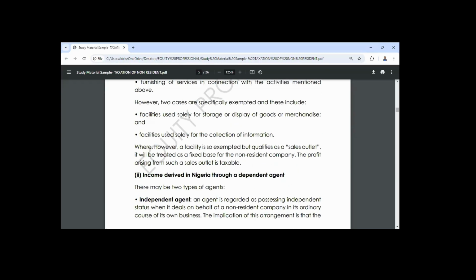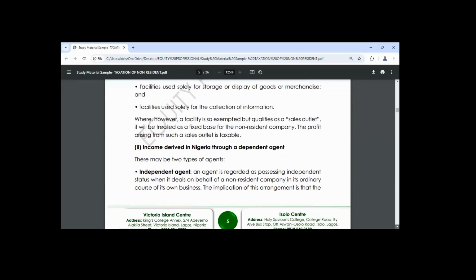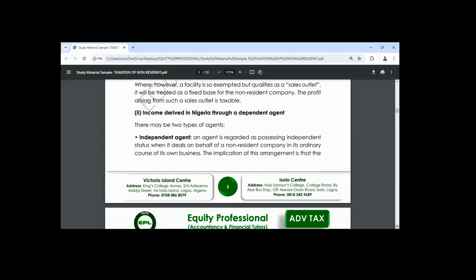Number two circumstance is where the non-resident company derives income through dependent agents. Where the non-resident company derives income through what? Dependent agents. Under this taxation of non-residents, there are two types of agents. We have independent agents and what? Dependent agents. Independent agents deal on behalf of the non-resident company in the ordinary course of their own business.